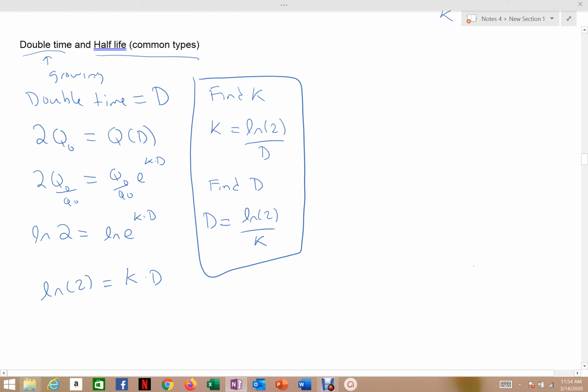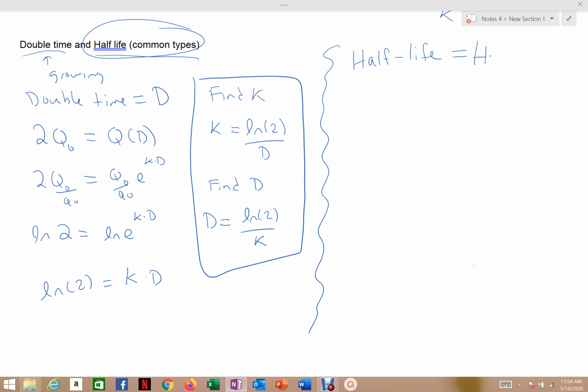Now I'm going to do the same thing for half-life. Same idea. An application would either ask for or provide the half-life. I'm going to label a half-life as a capital H. So a capital H would represent, after that time, we lost half of what we started with. And so that means we take 1/2 times my initial amount is equal to my quantity when I plug in my half-life. So 1/2 times what I started with equals my equation with my half-life in it.